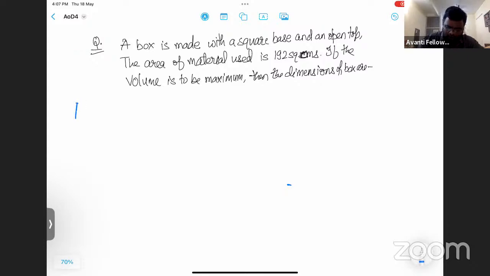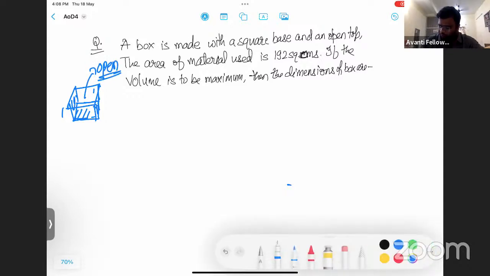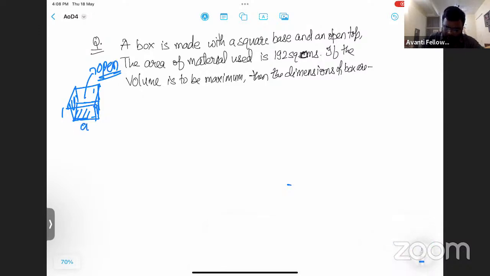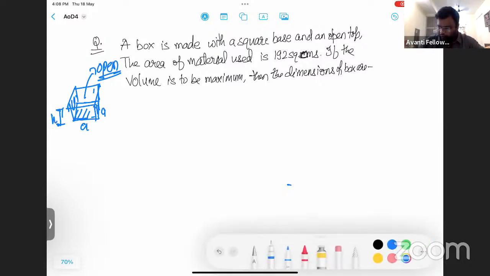So some kind of square base is there. Okay, this is a square, assume it. And a box is being made. The box is like this, there's material on all these sides, except the top side. Top is open. Now what we need to do is assume the base to be of side A, and the height to be H. Now we'll utilize the given information.